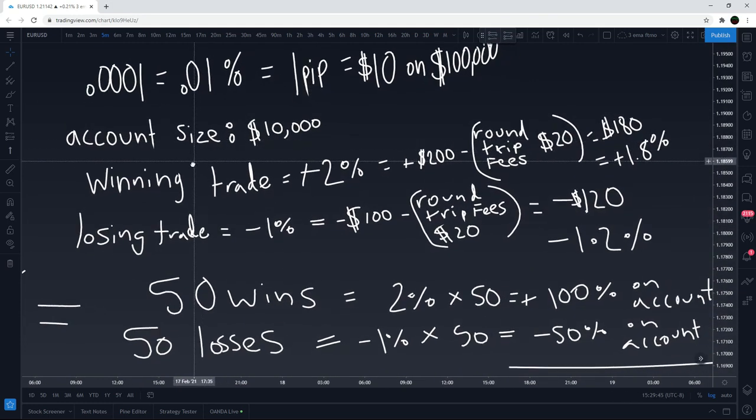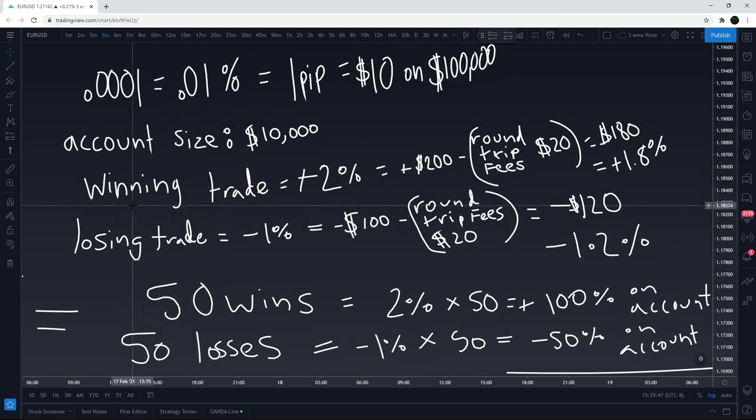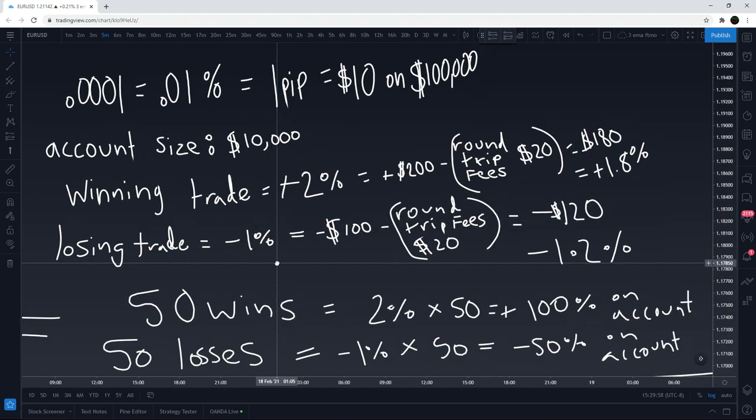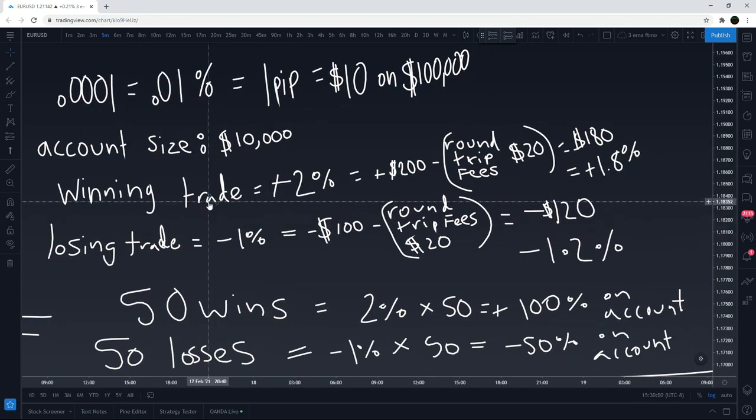So let's assume that you're using a 1-to-2 risk reward ratio, and on each winning trade you're aiming for a 2% gain, and on each losing trade you're risking 1% of your account. Now let's calculate in those fees as well. So a winning trade, plus 2% on your account of $10,000 is $200, but when you subtract the round trip fees, you're left with $180 profit, plus 1.8% on your account.